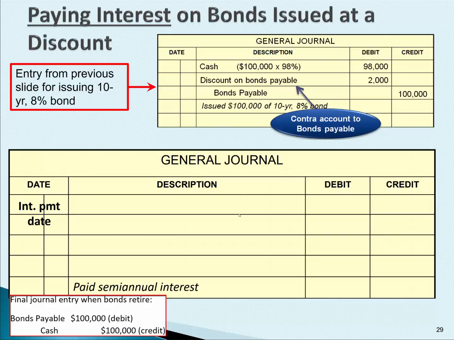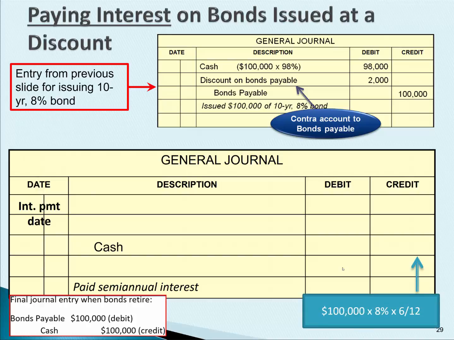So let's journalize the payment of the interest down here. And in the process, we will also gradually remove the discount off our books by reducing it. How would we reduce an account with a debit balance? You will have to credit it. We know cash will be going down, so that's a credit. The formula is principal times rate times time. Since bond interest is paid every 6 months, the time portion of the formula is 6 months divided by 12 months. That gives us $4,000 cash we'll have to pay every 6 months when we pay interest.